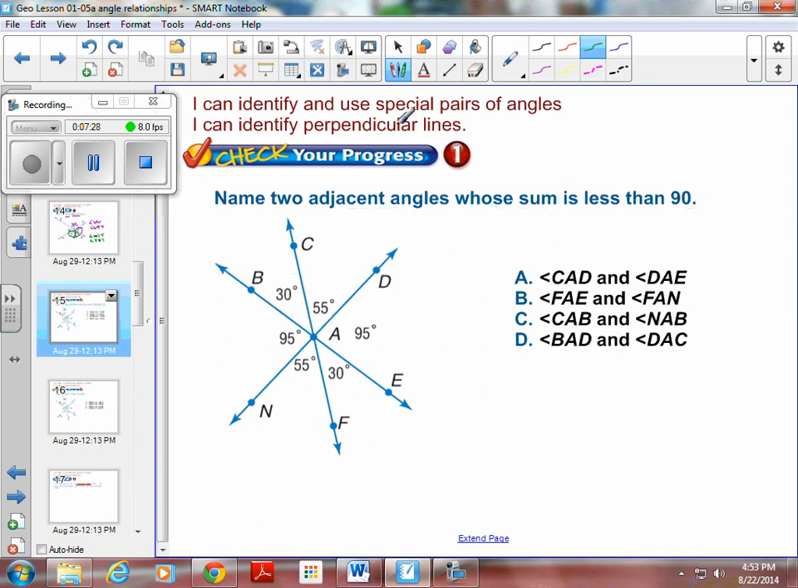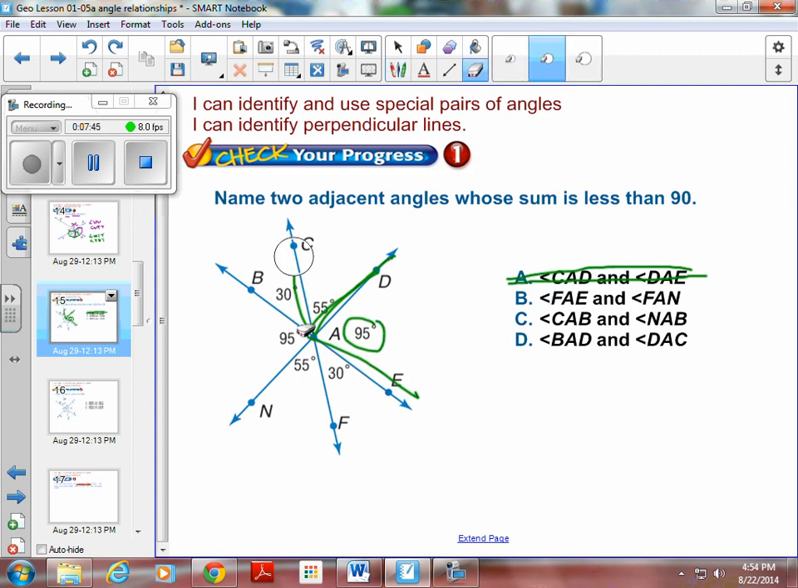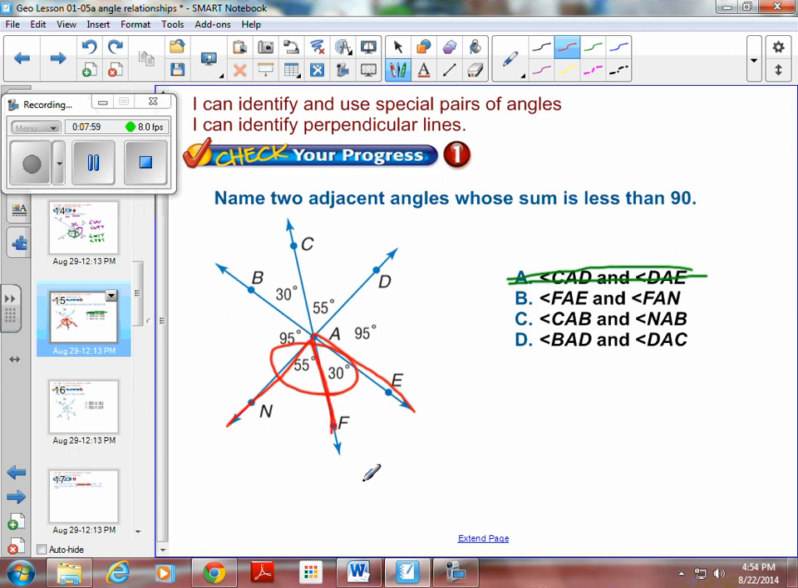Why don't I go about this the other way? Let's look at this one. CAD and DAE, that doesn't work, so that one's out. Cross that one off the list. For this one, FAE is less than 90, that's good, and FAN. When we add these two together, are they less than 90? Remember, the sum is less than 90, and that would be true, so my answer would be B. Hopefully you got B for the answer.